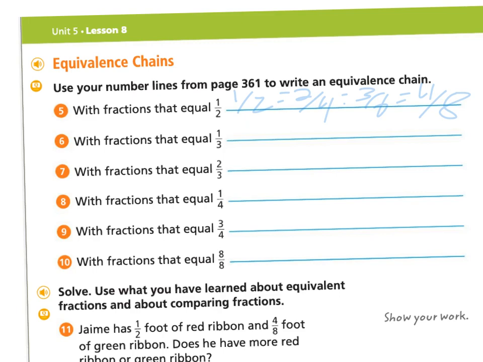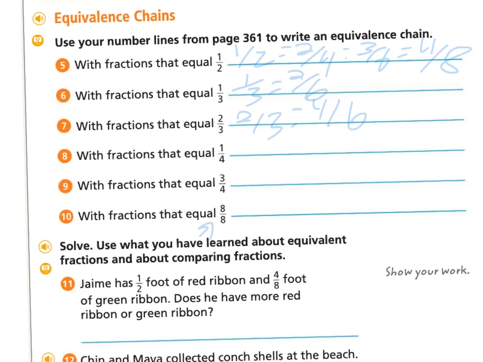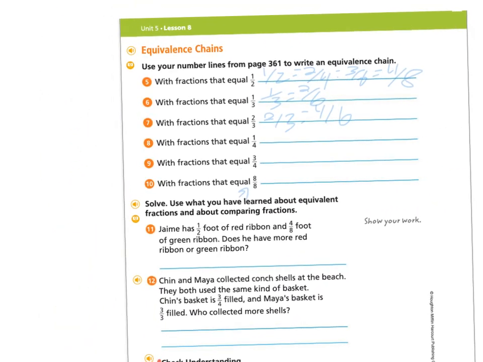If I go back now, 1/3 is equal to 2/6, and 2/3 is equal to 4/6. Now the bottom one, that 8/8, we already did that chain. The rest of them you can just look at now. Hopefully you drew yours nicely so you can actually line things up. The bottom one, they're just asking you questions about equivalent fractions. You guys should be pretty good. Well done.